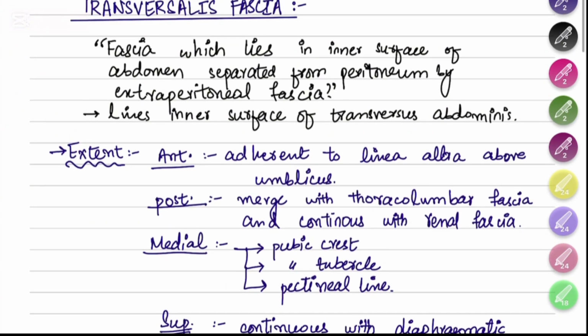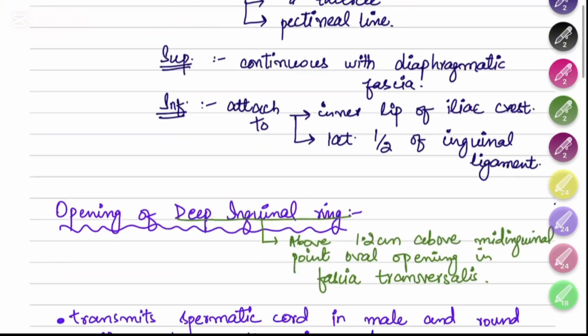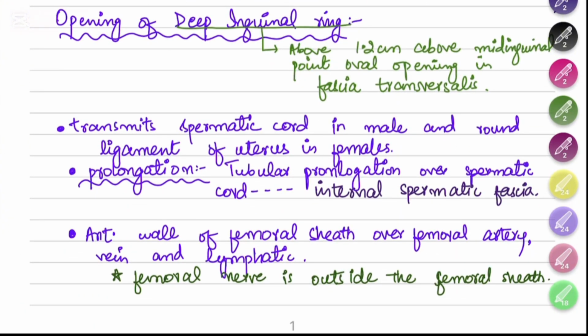Now we are going to discuss more about the transversalis fascia. How transversalis fascia forms the deep inguinal ring. The deep inguinal ring is the oval opening in the transversalis fascia, 1.2 cm above the mid inguinal point. Okay, now the contents of the deep inguinal ring. The deep inguinal ring transmits the spermatic cord in males and the round ligament of the uterus in females.